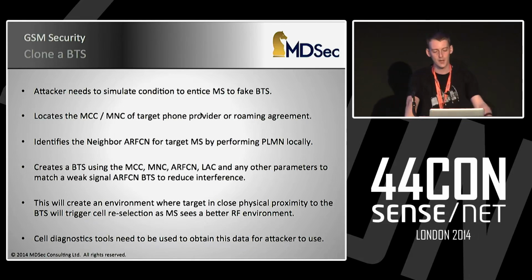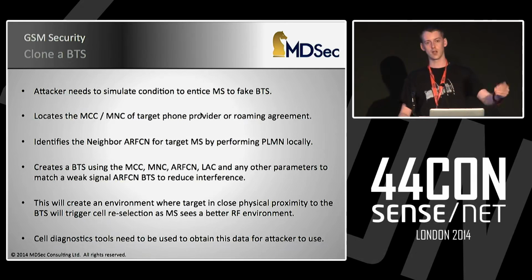So we would then create a BTS using the values that we've obtained by doing that, and any other parameters that we might want, such as color coding and similar, to match a weak signal that's available to that particular subscriber. And we're going to try and pick the weakest signal so that we reduce interference, so that we're going to essentially look like a good neighboring cell.